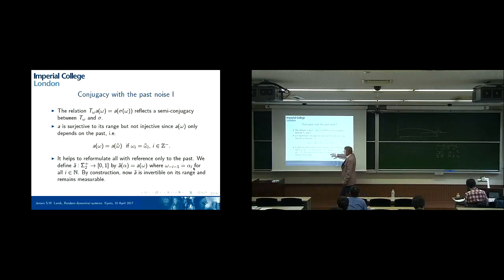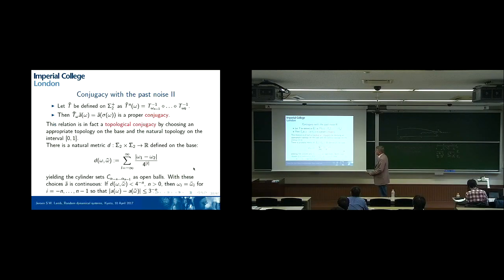But of course I can reformulate now. I can say, well, let's just forget about the future. And I go again back into a half infinite sequence, but I take the time the other way around, I count backwards. So I take the backwards times and model them by a half infinite sequence. Now I have a map which is injective, because for each symbol sequence I have a unique point in the Cantor set. So now it's invertible on its range, and it's also measurable. So with this set, I have a proper conjugacy.